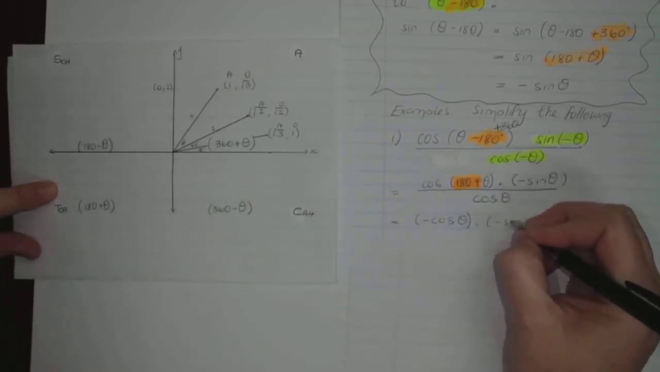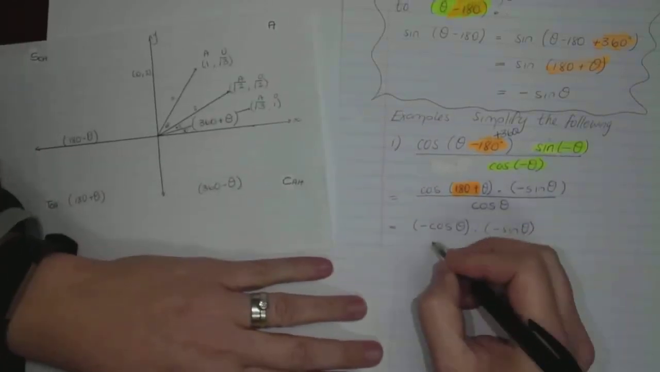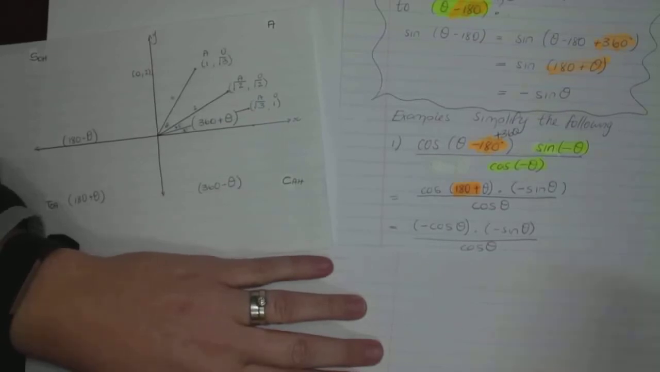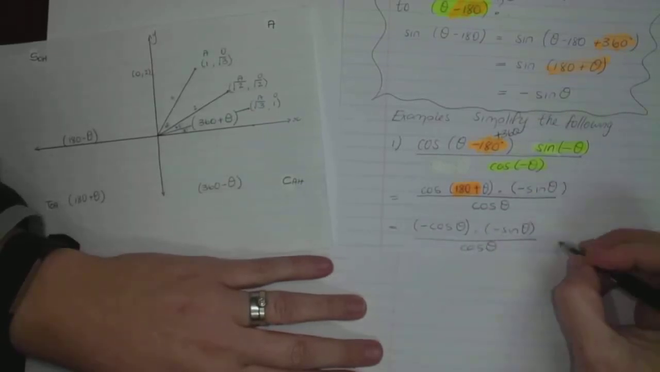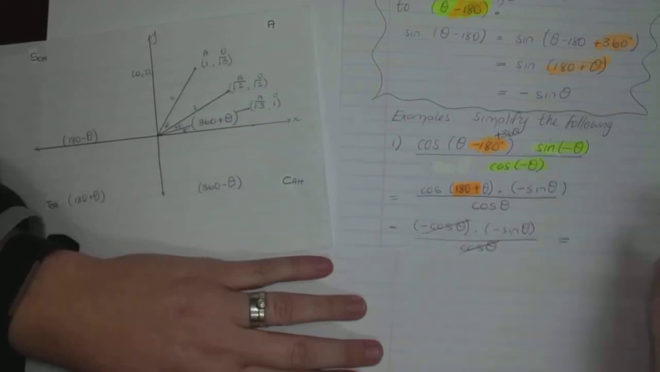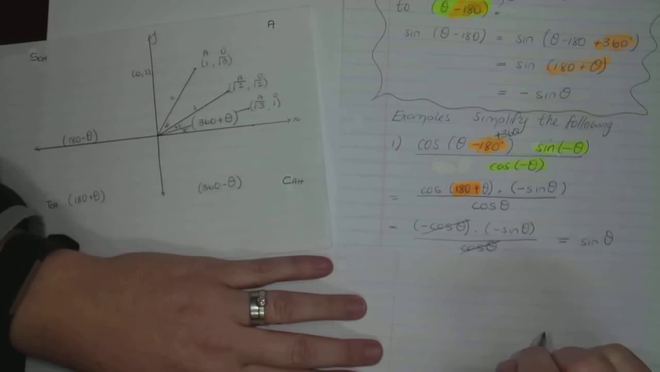I already have my negatives there, cos theta. So what do I notice? A minus and a minus is a plus. Cos theta and cos theta will cancel each other out. And my answer is sine theta.